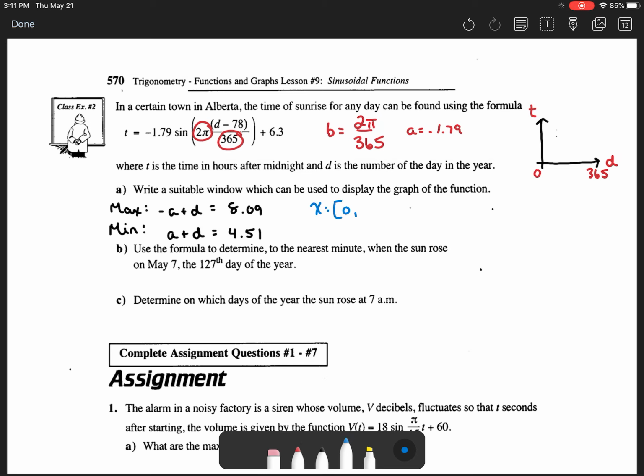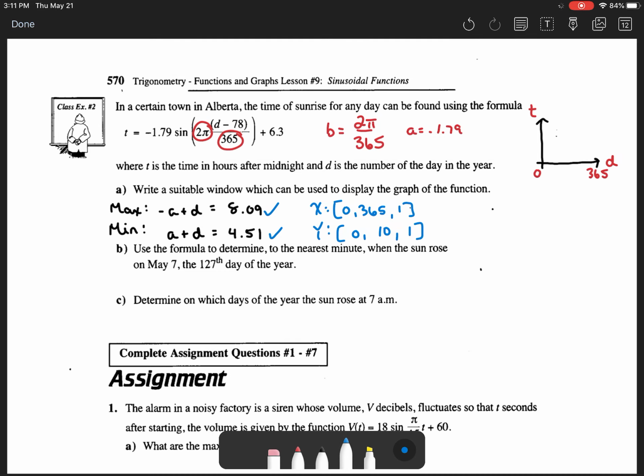So when I go and list my domain, the x's, I would be from 0 all the way up to 365, okay? And you can make your scale whatever you want, 1 day, 5 days, whatever, doesn't really matter. The range comes from these two values, the max and the min that I calculated. So I'll go a little below the min, I'll go a little above the max, and I make the scale 1, okay? And there you go. So there's your domain and range in terms of what you would put in for your window settings on your calculator. And following the pattern that we did with the last question, there's only two things they can ask.